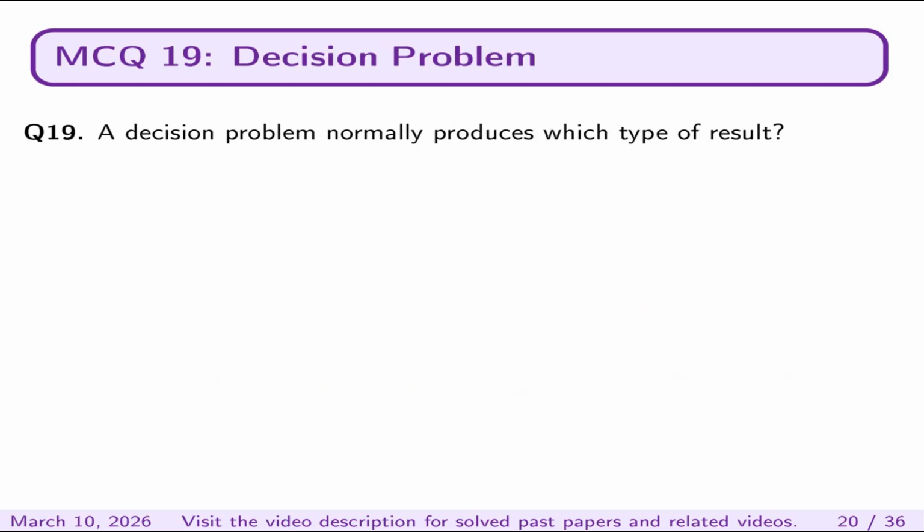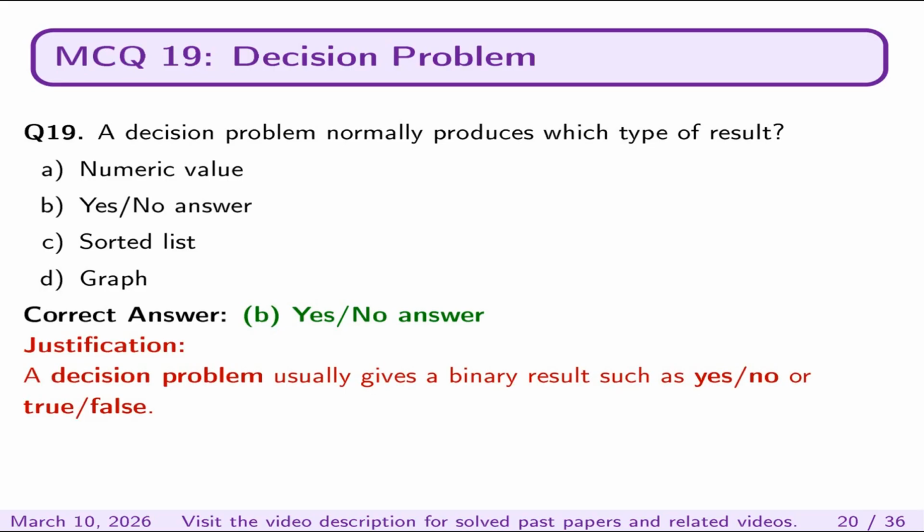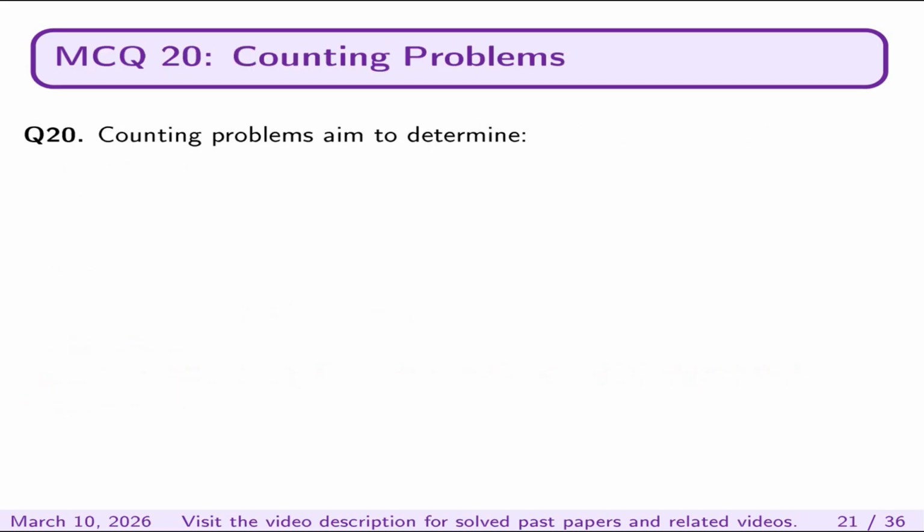Question number 19. A decision problem normally produces which type of result? Numeric values, yes/no answer, sorted list, graph. The correct option is B, that is yes/no answer, because it will give only true or false. A decision problem usually gives a binary result such as yes, no, or true or false.